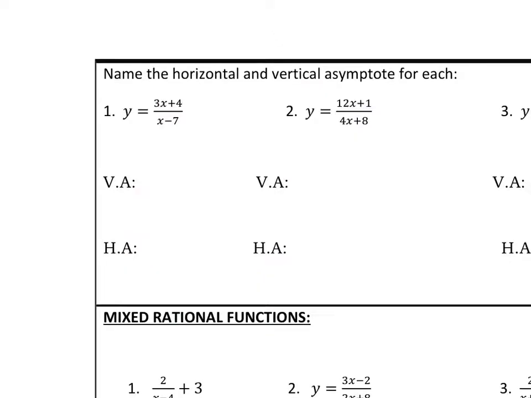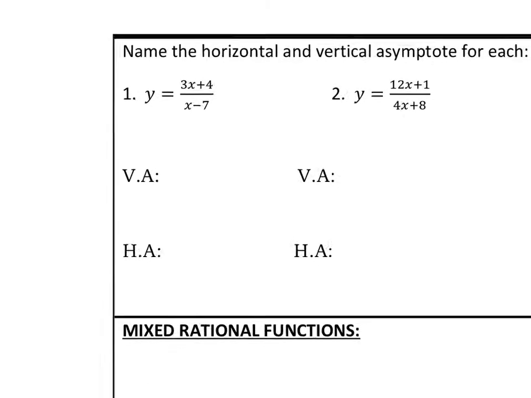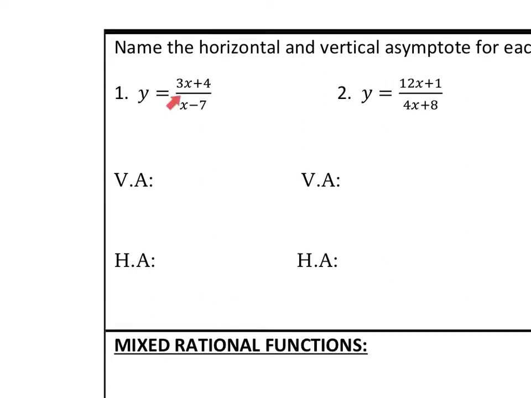Now I'll just do 2 quick questions with y'all just to do the asymptotes. Again, rule number 1 is set your denominator equal to 0. So I set it equal to 0 and move the 7 over by adding 7, I get x equals 7. For my horizontal asymptote, I'm going to divide my coefficients. 3 divided by 1, I get y equals 3.